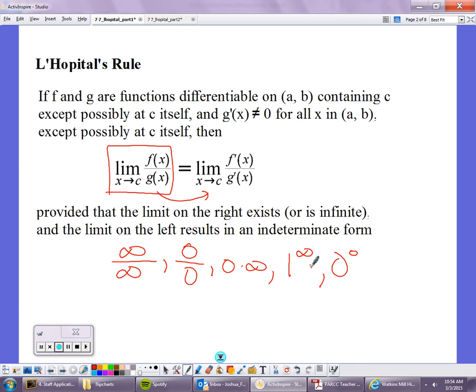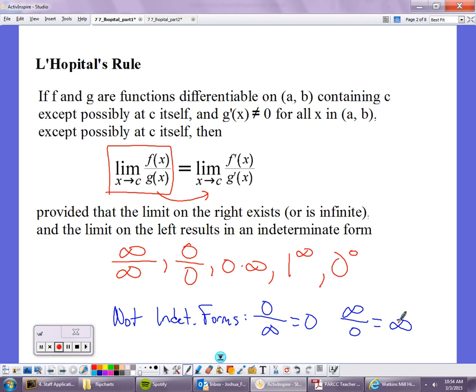Note that some things aren't indeterminate forms. These include things like 0 over infinity. That's okay, that's just 0, right? You're going to 0 on the top, so basically, that means you're going to 0. Infinity over 0 is another one. That's just infinity. Those are fine, but the others are the indeterminate forms.